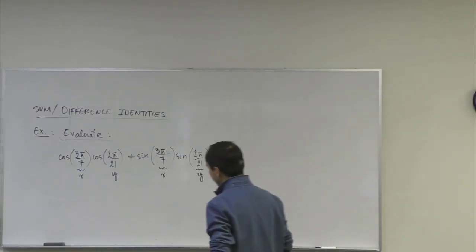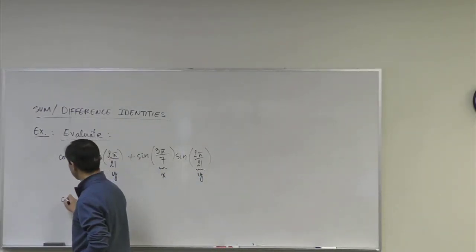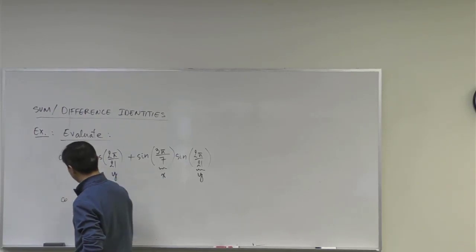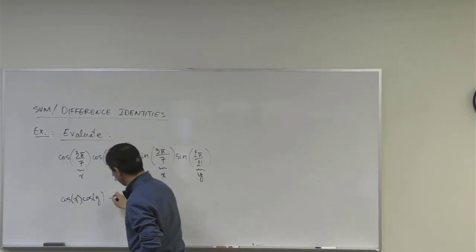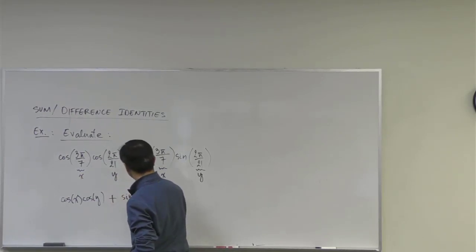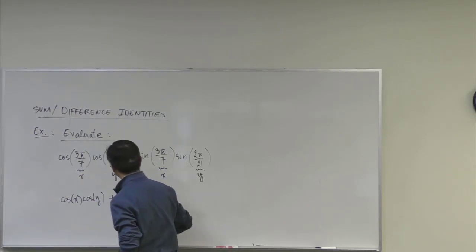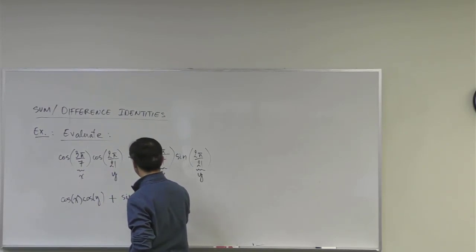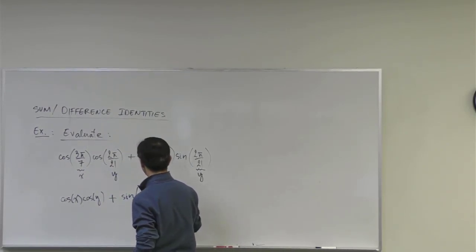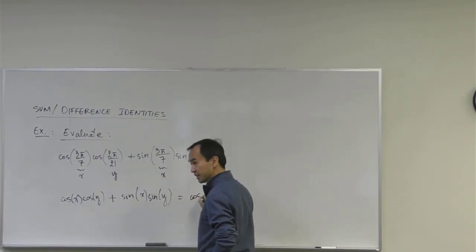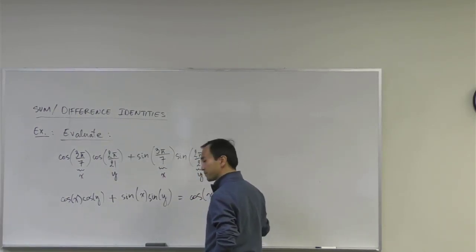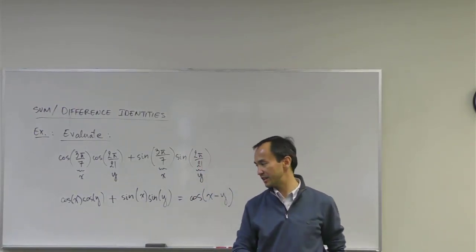So now I can see this as if I regard 3π/7 as some angle x, right? So we got cosine of x times cosine of y right here. We got 2π/21 as y, right? Plus sine between them, and then there's sine of y right here. See? And so now we can recognize that it will immediately go to cosine of a difference, x minus y, again in that order, according to the identity we've learned.